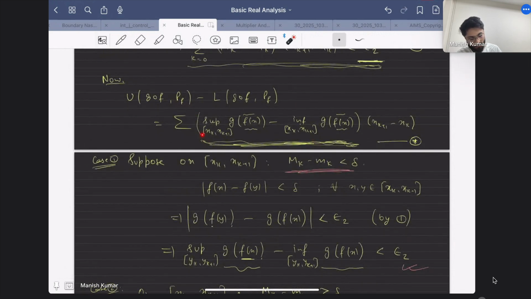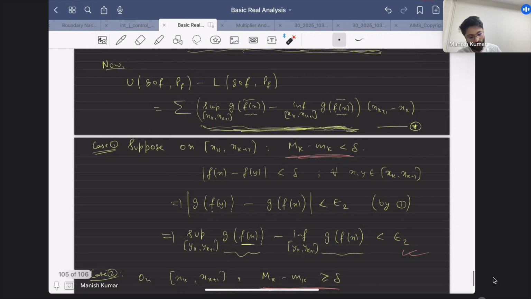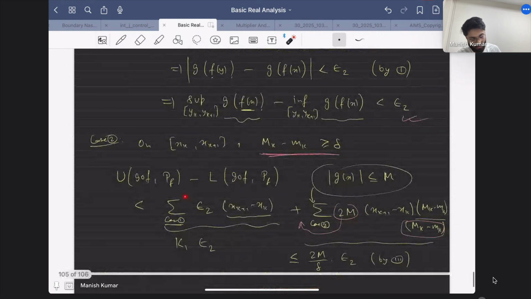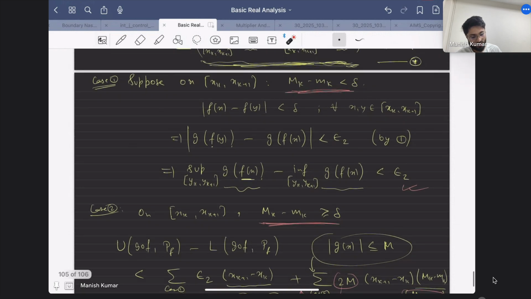So when this is happening, case 1, then I know this is small, and hence I can say this whole summation would be small. That's why I've split it into case 1 and case 2. Case 2 would be just the negative of this, that Mk minus mk is greater than or equal to delta. So there are two cases.